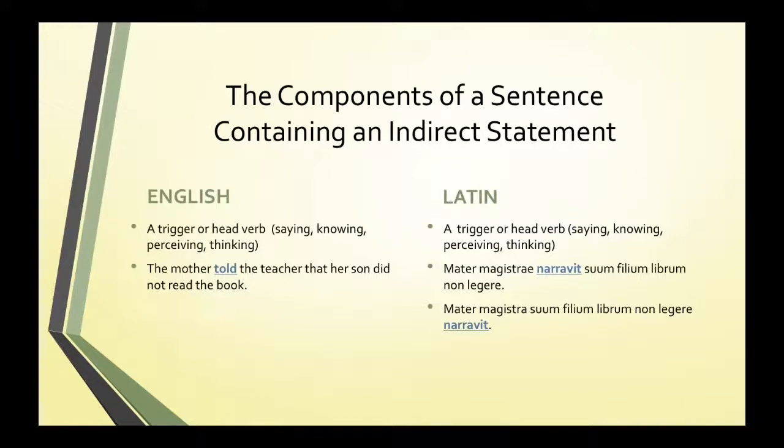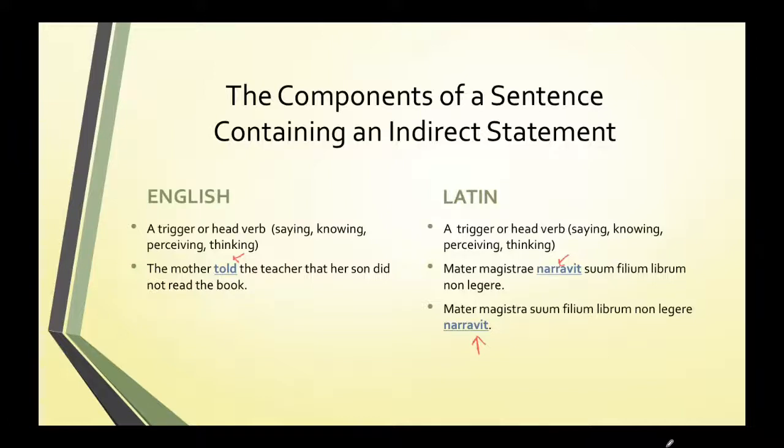In English and in Latin, an indirect statement begins with a trigger verb. These are verbs of saying, knowing, perceiving, and thinking. In an English sentence, the trigger verb will always occur after the subject, like it does in this sample, immediately following the word mother. In a Latin sentence, the trigger verb may come after the subject, but it may appear elsewhere in the sentence. Like in this example, it appears at the very end.